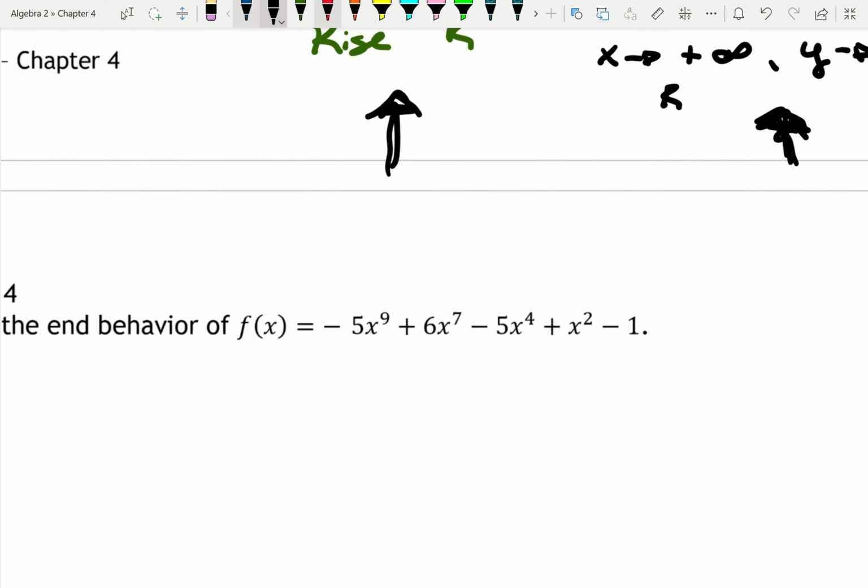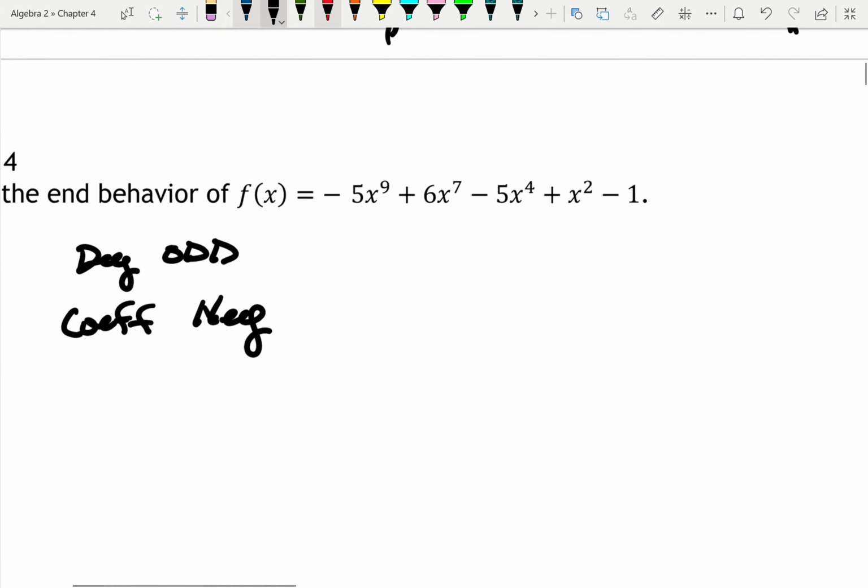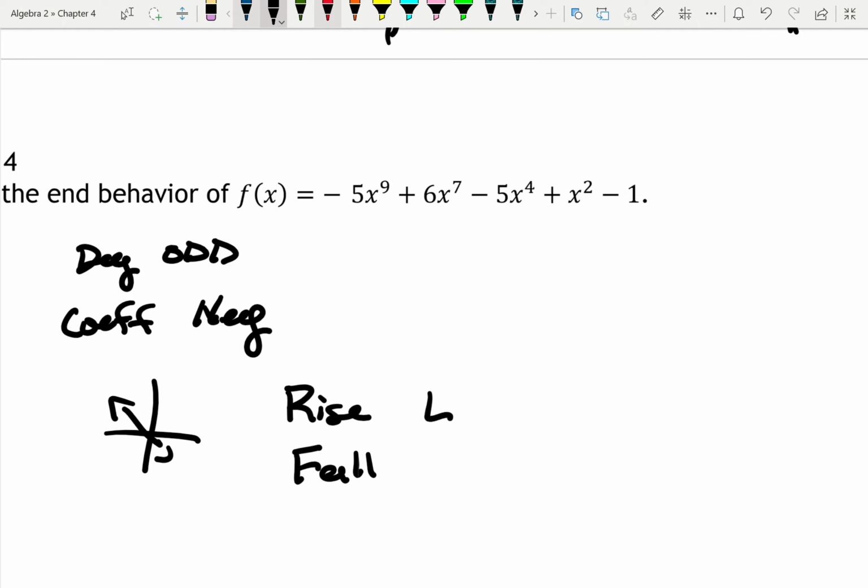We're supposed to analyze the end behavior again. Our degree is odd, because it's 9, and then our coefficient is negative. So for me, you can think about the chart that we had up there. But whenever I do this problem, I always go back: the degree is odd, that would be like a line. And then we have a negative coefficient, that would be like having a negative slope. So our line would look something like this. So we're going to rise left and fall right.